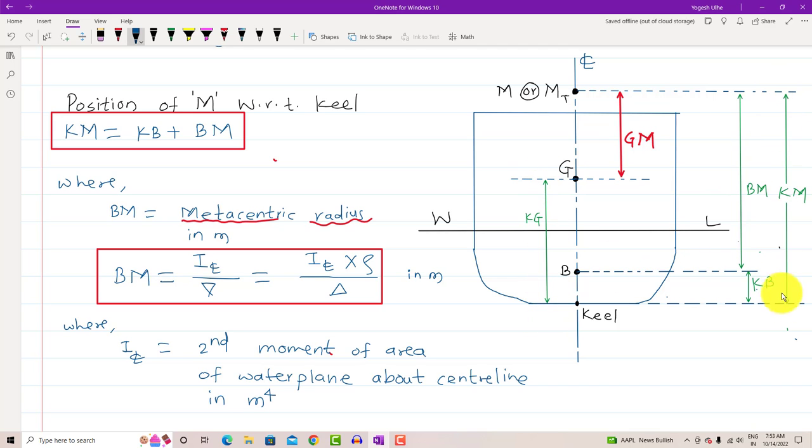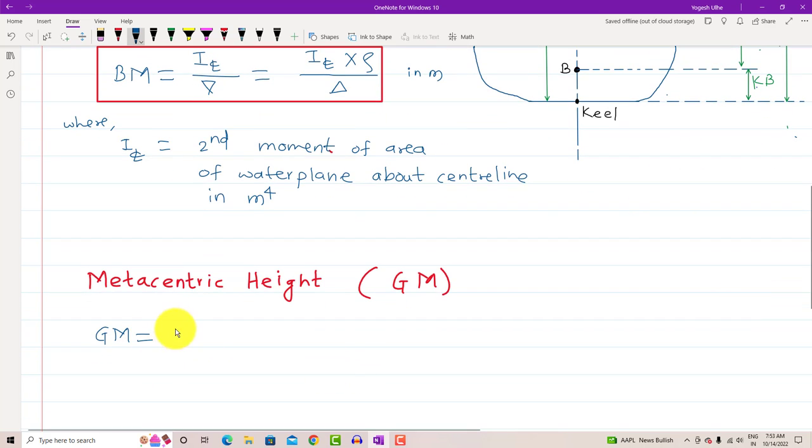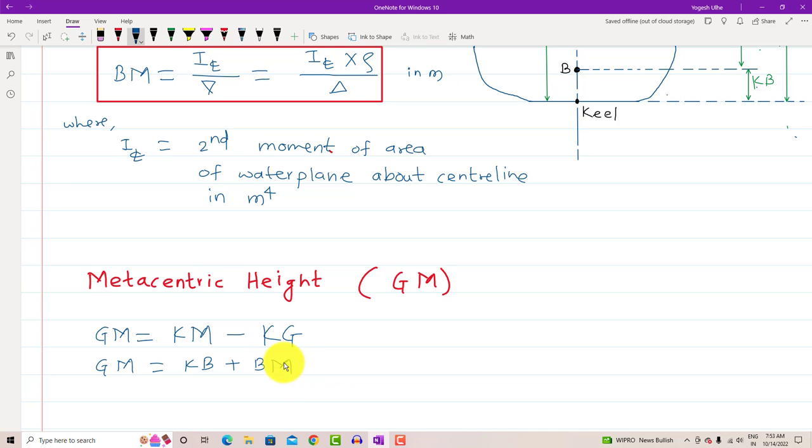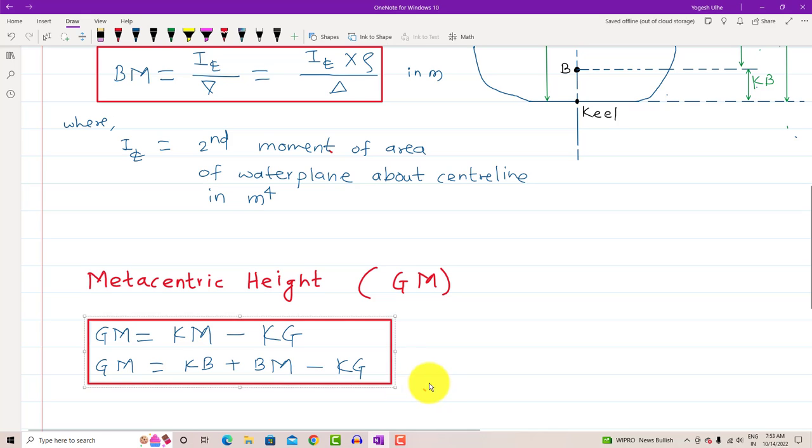Just have a look at this drawing, guys. This drawing is very, very helpful for you. So GM will be equal to KM minus KG. And what is the other relation of KM we have seen, guys? KB plus BM. Go through your notes. So KM is KB plus BM, and here subtract KG. In this way we get the relation of GM, which stands for metacentric height.